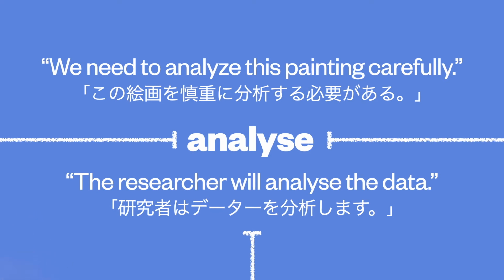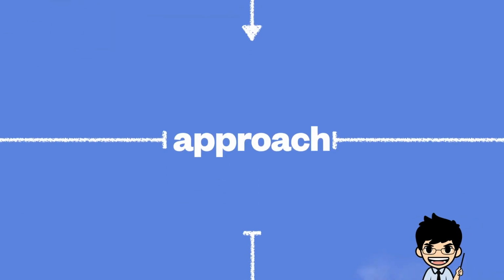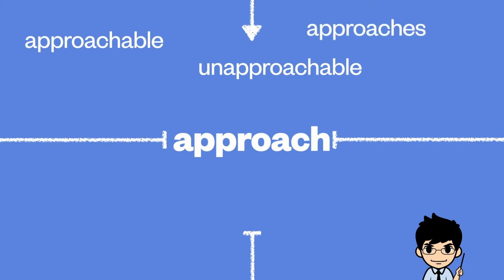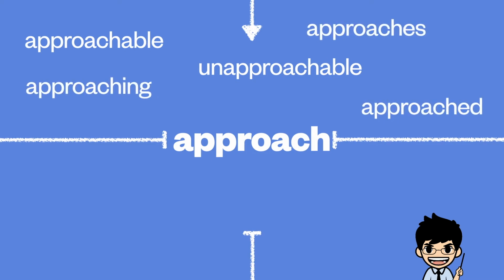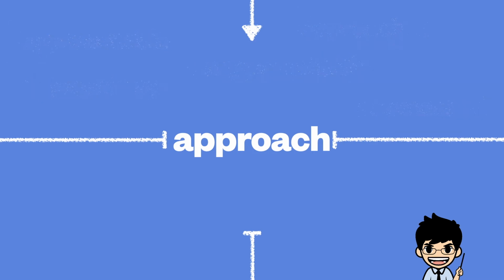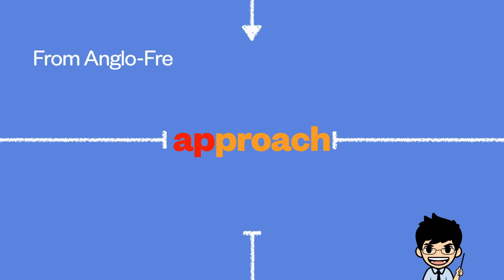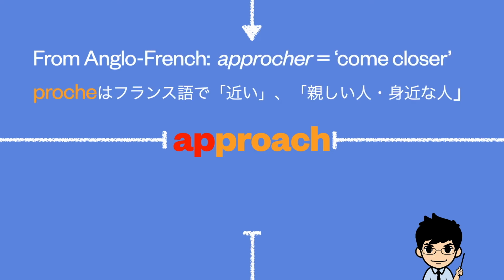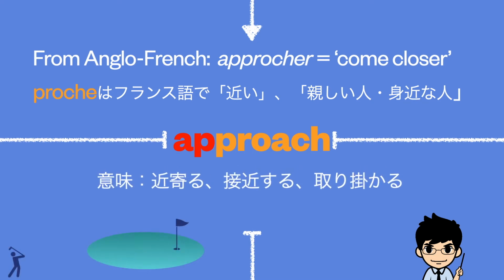Our next word on the list is approach. In the same family, we have unapproachable, approachable, approaches, approached, and approaching. Approach comes from Anglo-French approcher, which means to come closer. In French, when we say c'est proche, it means it's close. And if you say un proche, it means someone very close to you, like a family member. An easy way to remember approach is the golf shot, an approach shot.